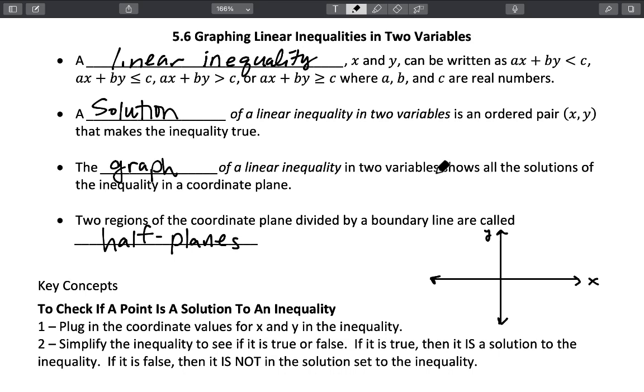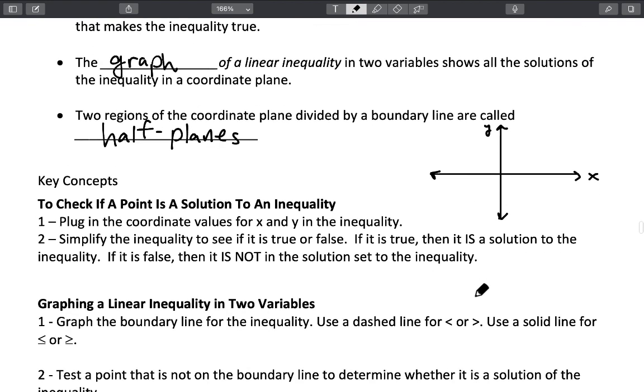Section 6. Today's lesson is going to take a little bit of a jump away from solving systems of equations to now graphing linear inequalities. When we graph a linear inequality, there's actually going to be multiple solutions. A solution is simply one of the ordered pairs, xy coordinate, that will make the inequality statement true. And really our key concepts deal with graphing a linear inequality.